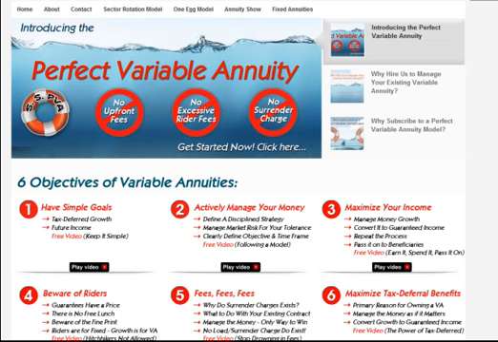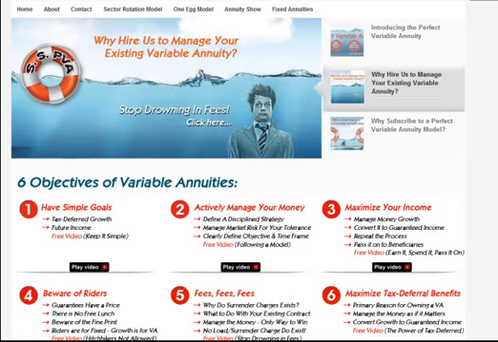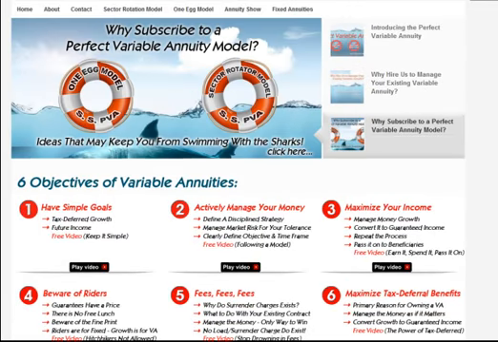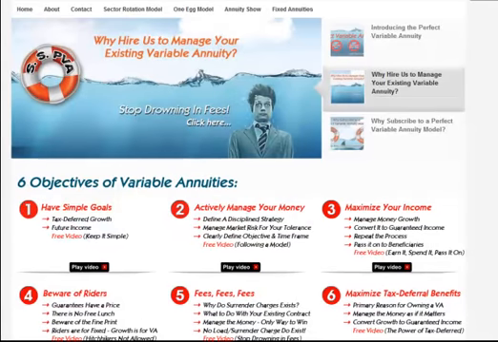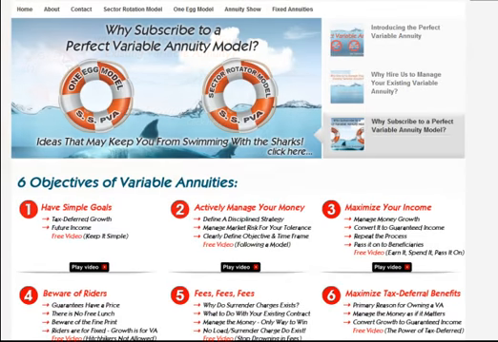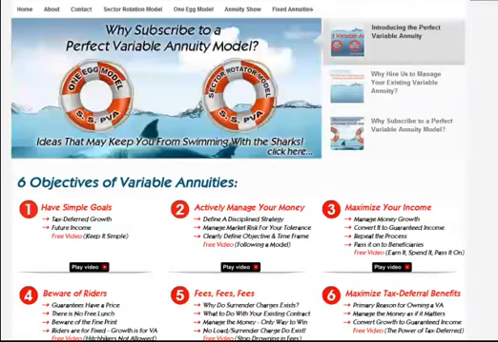And I put the first point down here on beware of riders, that guarantees have a price. And that's exactly what they do. They have a price. Let's go to the most commonly referred to rider on a variable annuity, which is the guaranteed income rider. What are we talking about? We're talking about nothing more than a rider that's attached to a policy that guarantees to you, based on a percentage rate of return, a guaranteed income at some point into the future.